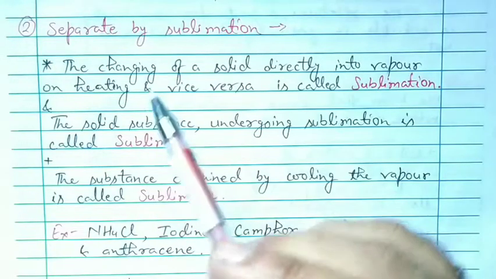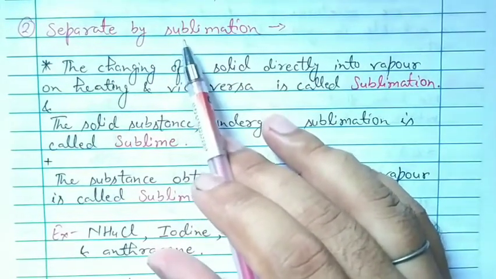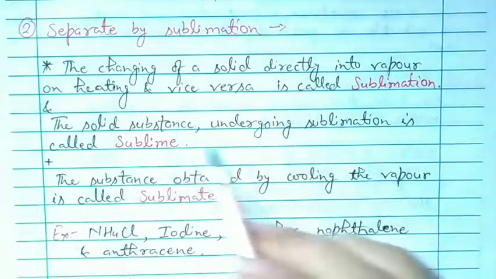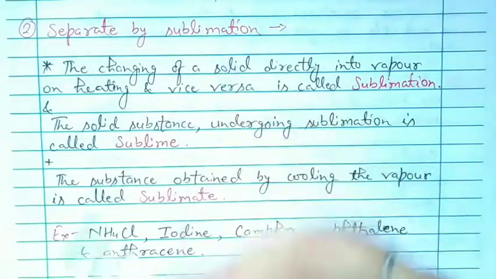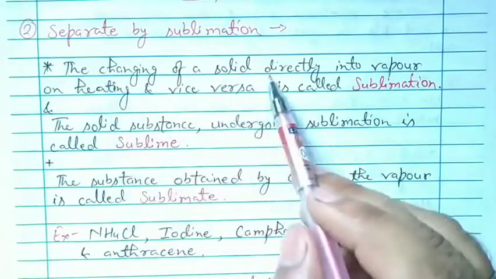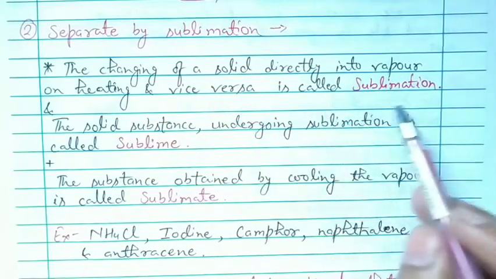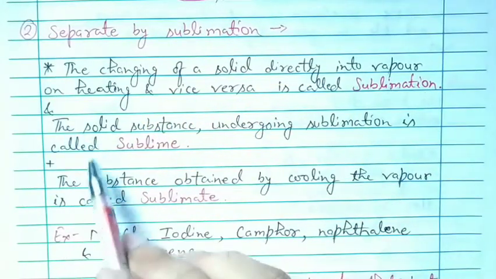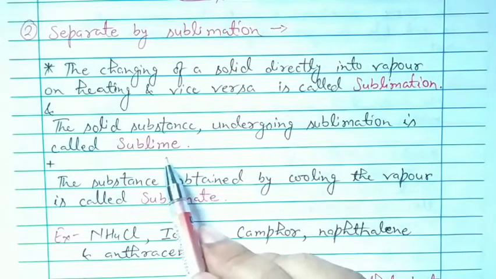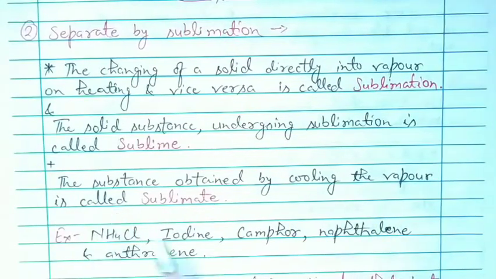The next method to separate two solid substances from their mixtures is sublimation. This method is used when any substance is sublime in nature. Let's understand by some definitions. The changing of a solid directly into vapor on heating, or vice versa, is called sublimation. The solid substance undergoing sublimation is called sublime, and the substance obtained by cooling the vapor is called sublimate.